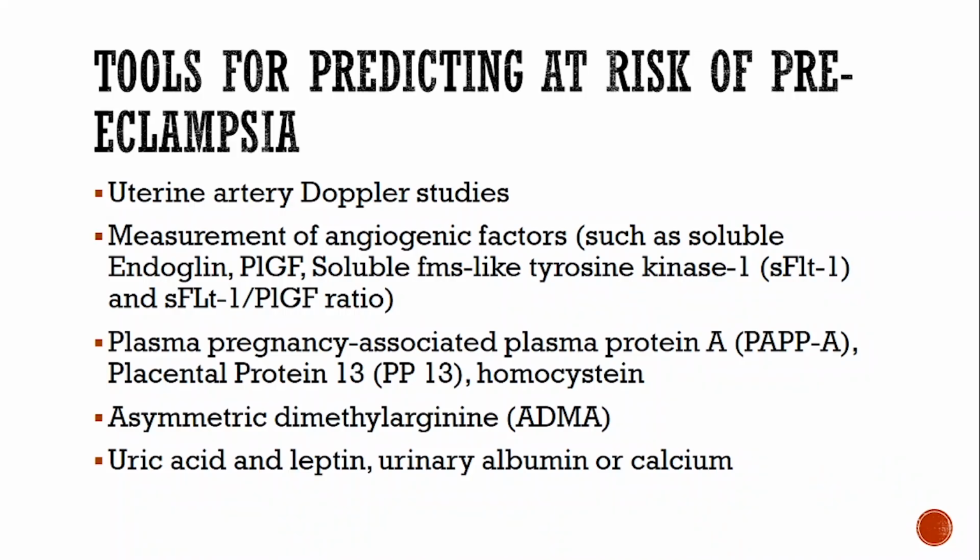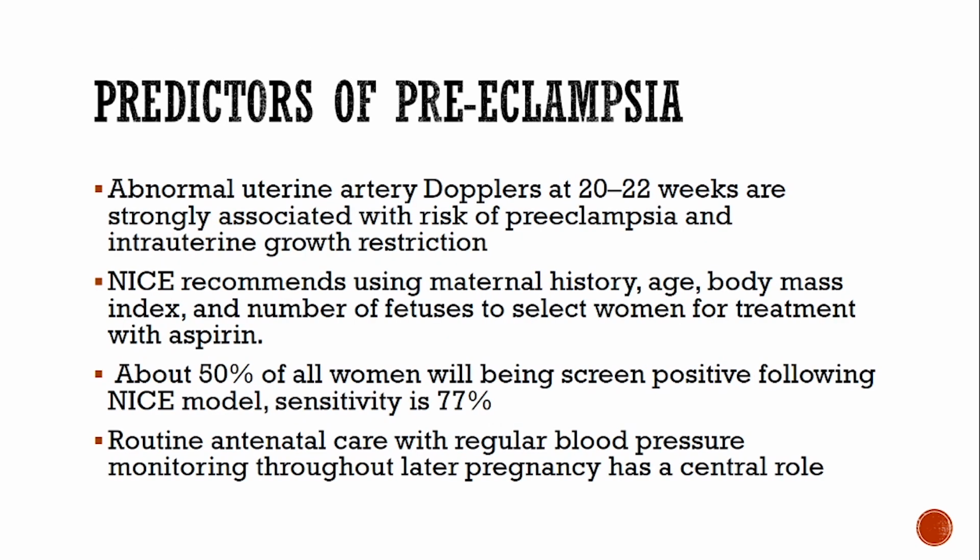There are other measurements of angiogenic factors, the endoglins, the presence of them, the pregnancy-associated plasma protein A, and the homocysteines, the presence in the bloodstream. The uric acid is also central. Once we look at the level, once it is raised, one can say that this patient is at risk of developing preeclampsia. We've mentioned the Dopplers, we said earlier, 20-22 weeks.